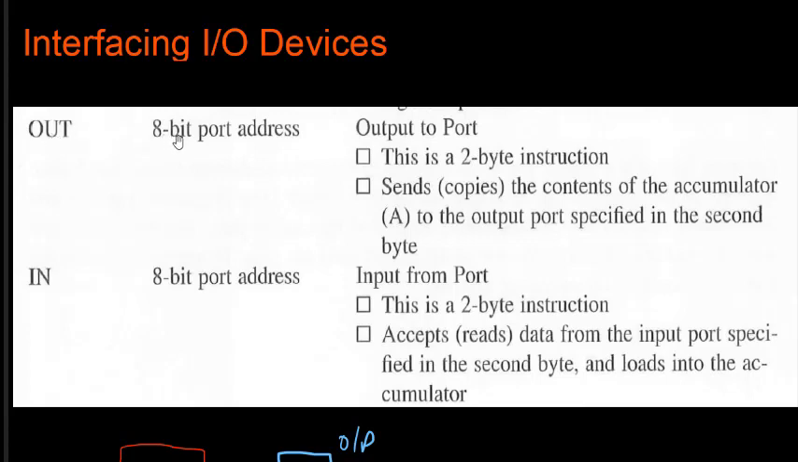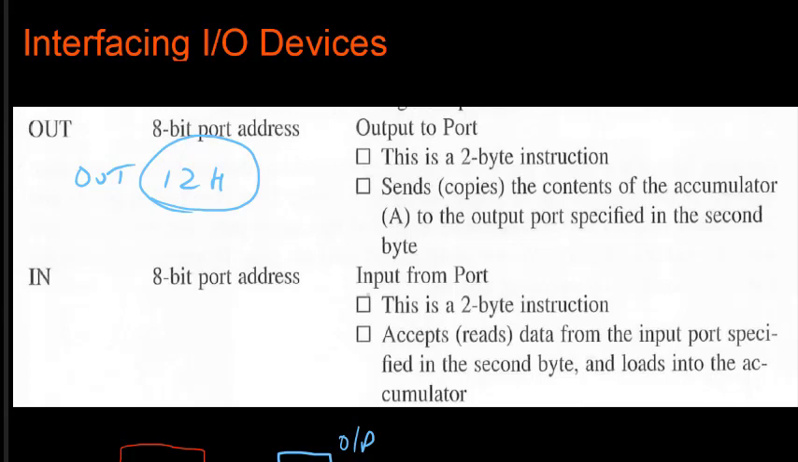The OUT instruction is a 2-byte instruction. Here we have the port address. It sends the contents of the accumulator to the output port. Suppose we write OUT 12H, so whatever data is in register A, the accumulator, goes to port number 12H. Whatever device is at this port will receive the data from the microprocessor through the accumulator. And then we have this IN.